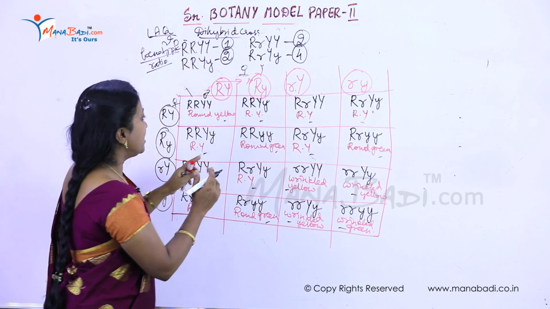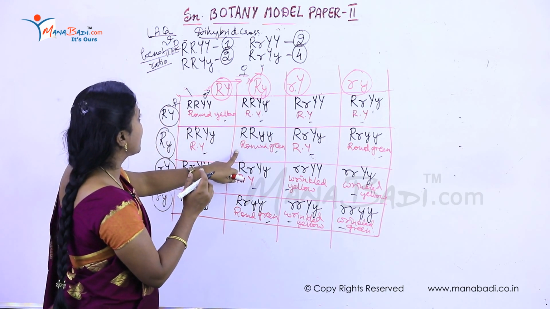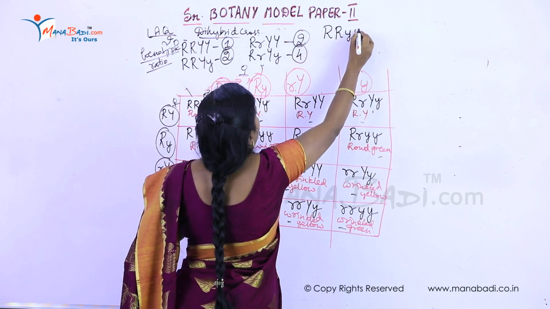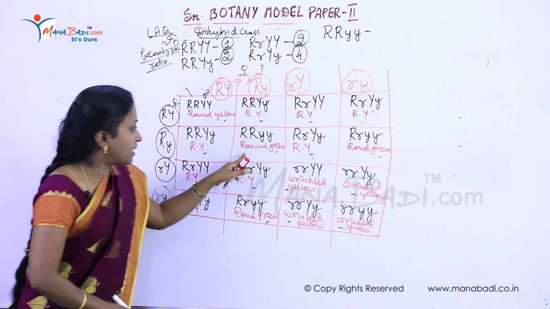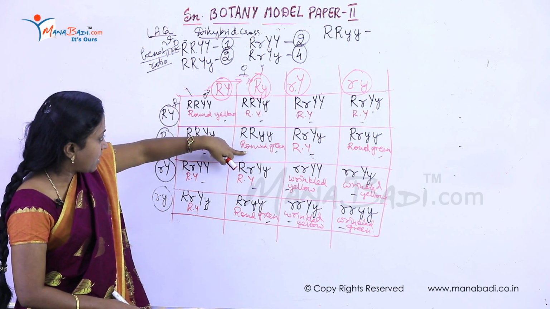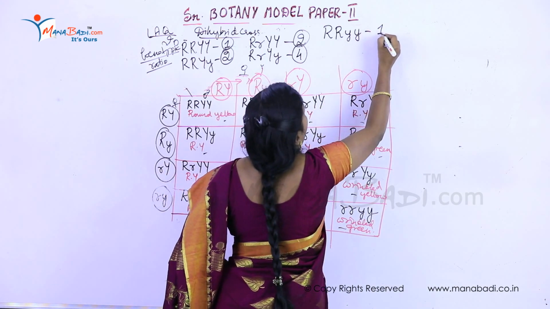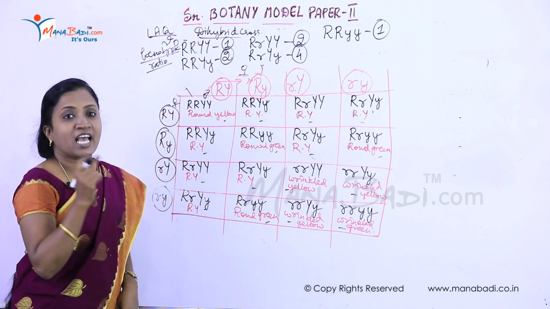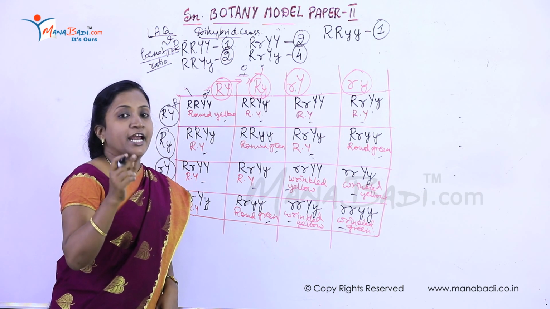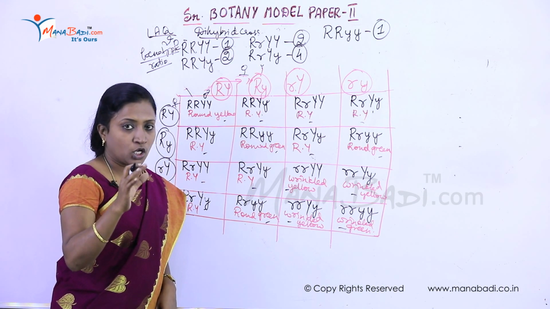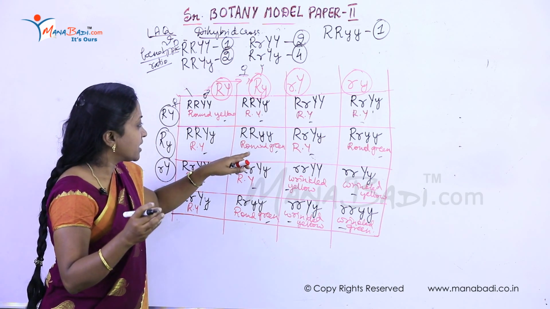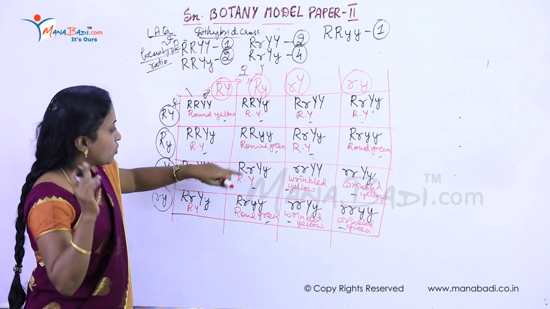Now coming to the next genotype, we haven't discussed this genotype. Capital R, small y, small y. How many are there? Only 1 is there. This capital R, small y is a heterozygous genotype. So only 1 is there.